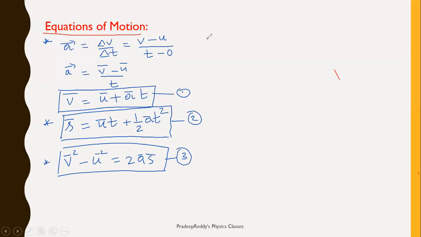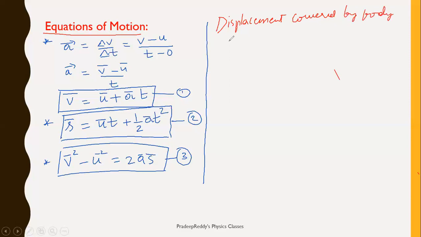And there is another equation which gives you the relation to find out the displacement traveled by the body after the nth second. Displacement or distance covered by the body in the nth second. Displacement traveled by the body in the nth second.